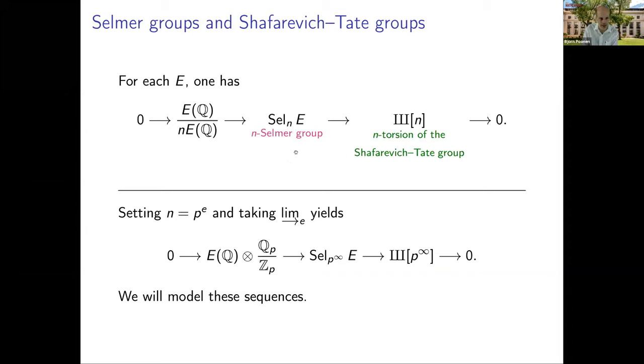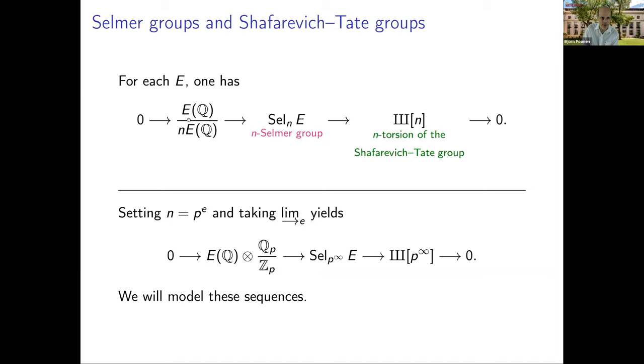So you might as well take n to be a prime power. And then you can do it not just for one prime power, but you can take a direct limit of all these groups as you start increasing the power, and you get more and more refined information as you increase the exponent. So you might hope that if you take the limit, then you'll get precise information. And so you can do this and you get these.